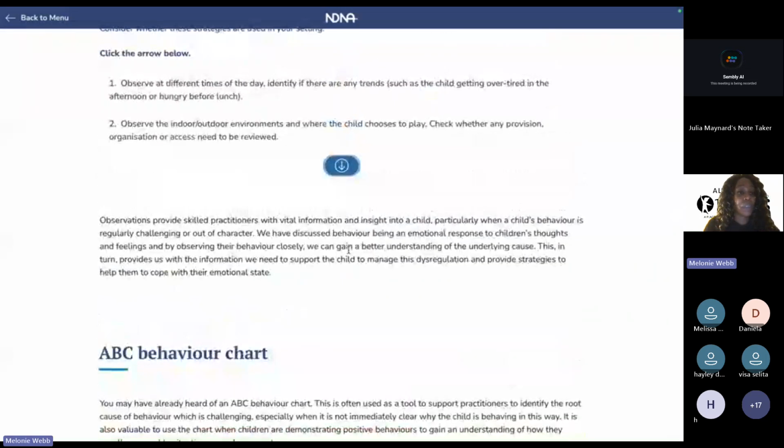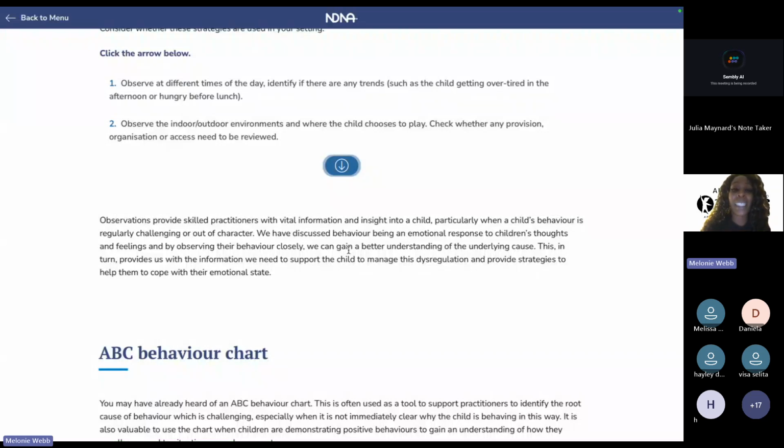So do we observe at different times of the day? Do we identify if there are any trends? For example, we've got a new baby who we spoke about today, and all morning, this baby will cry. As soon as they've had that sleep, they're back to being much more regulated. So the child is obviously overtired, and that pattern has been noticed. So then we can put support in place to make sure that this child gets a little bit of an early sleep so that he's able to meet his development milestones.